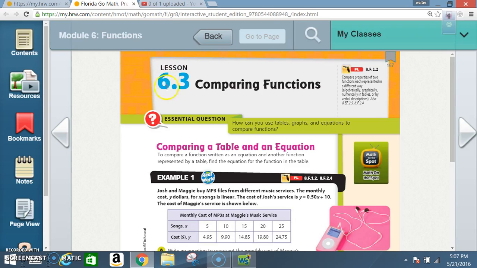Okay, today we're in lesson 6.3, comparing functions. Please get the section number and the title in your notes. 6.3, comparing functions.